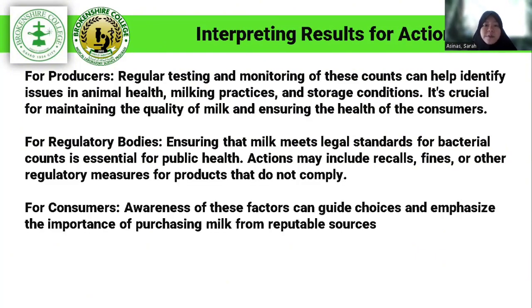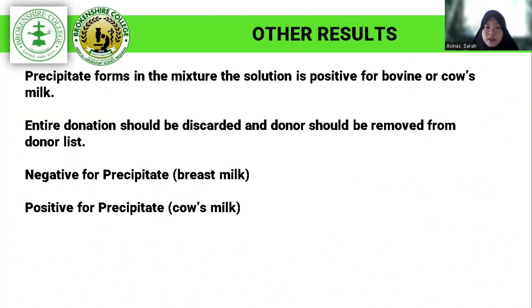And for interpreting results for action, so for producers, regular testing and monitoring of discounts can help identify the issues in animal health, milking practices, and storage conditions. It's crucial for maintaining the quality of milk and ensuring the health of the consumers. And for regulatory bodies, ensuring that milk meets the legal standards for bacterial counts is essential for public health. Actions may include recalls, fines, or other regulatory measures for products that do not comply. And for consumers, awareness of these factors can guide choices and emphasize the importance of purchasing milk from reputable sources.